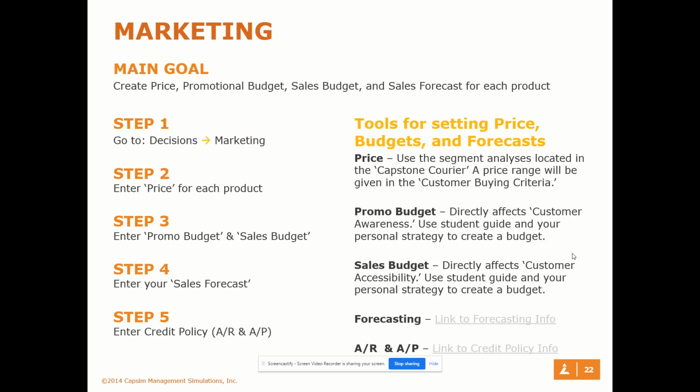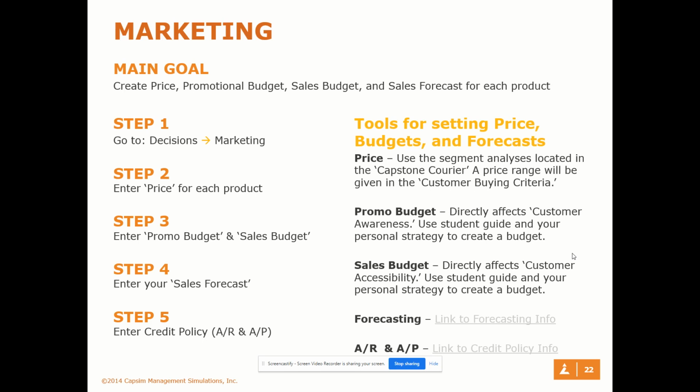So you can go through the steps, go into marketing, enter a price, enter a promotional budget, enter your sales forecast, enter your credit policies. Some of the tools use the segment analysis located in the Capstone Courier. There's a price range that's given in the customer buying criteria for that market segment that you're in. Your promotional budgets then affect customer awareness, and you can use the student guide as your personal strategy to create that budget. Sales budget again, this affects your customer accessibility, and then you can use the student guide and your personal strategy to build that.